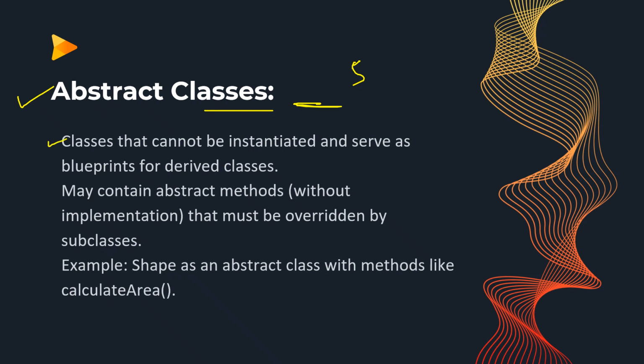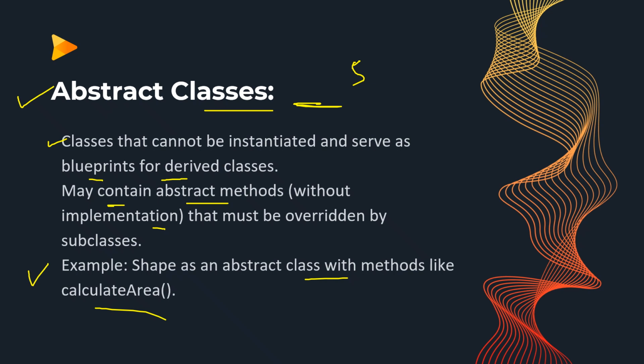Abstract classes are classes that cannot be instantiated and serve as blueprints for derived classes. We will not create objects of that class, but it will serve as a blueprint for child classes. They may contain abstract methods without implementation that must be overridden by subclasses. So if we provide abstract methods in our abstract class, then they must be implemented or overridden by subclasses. An example is Shape as an abstract class with methods like calculate area.